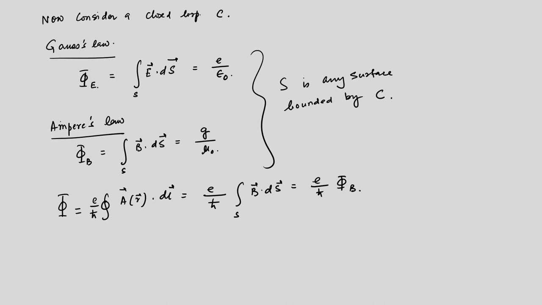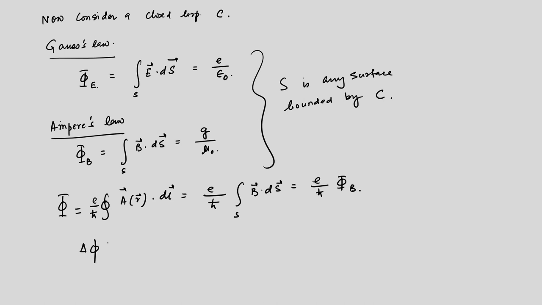So we are just assuming that a magnetic monopole exists, and the descriptions of the electric field and the magnetic field are on the same footing, and that is why we can write this down.